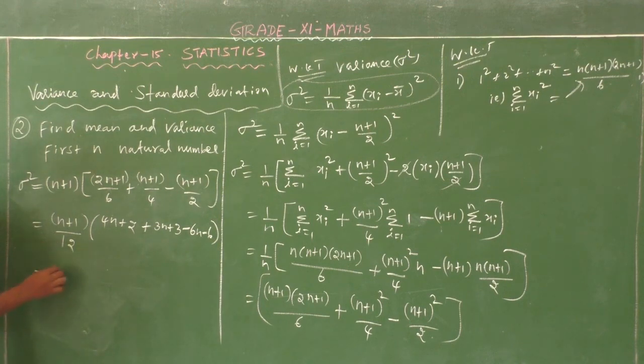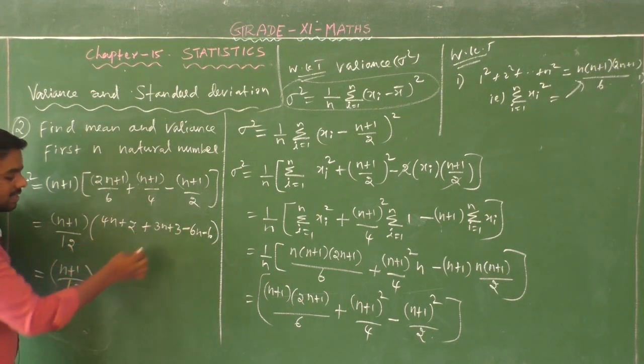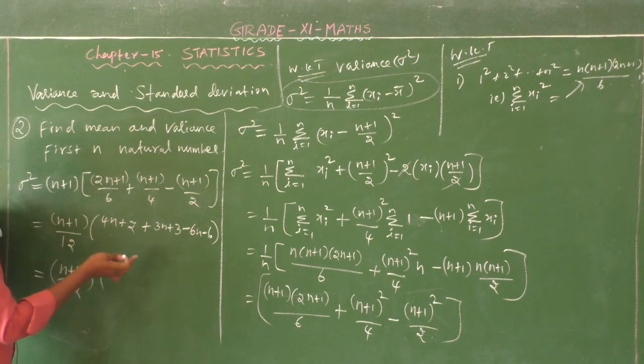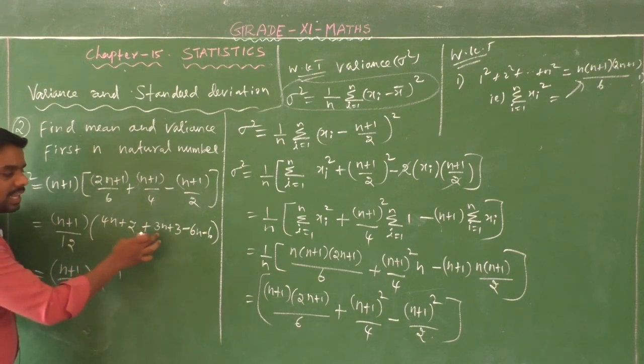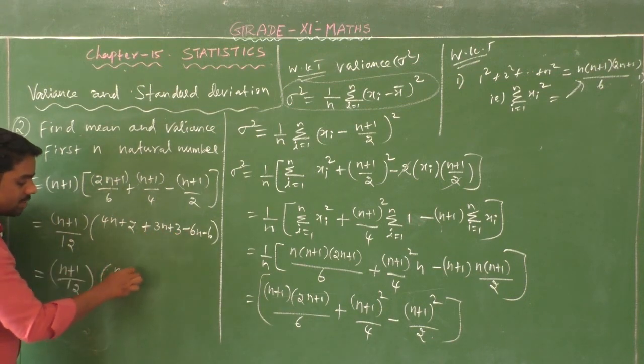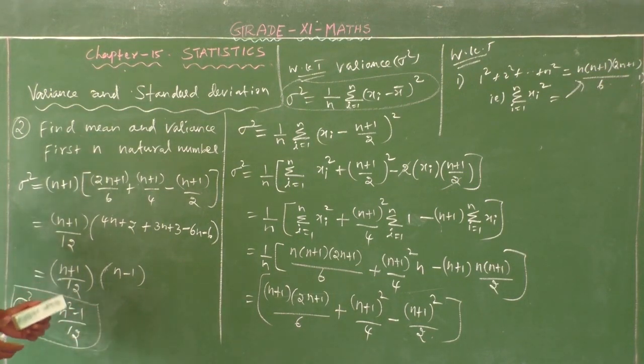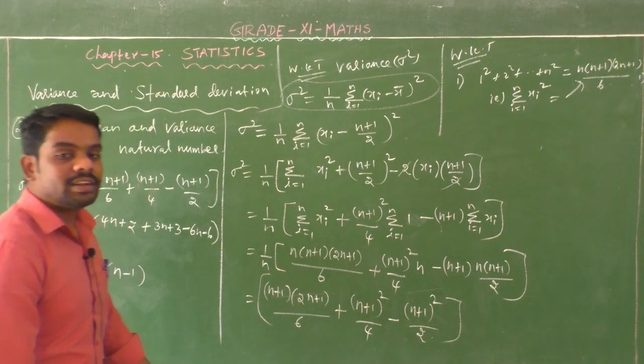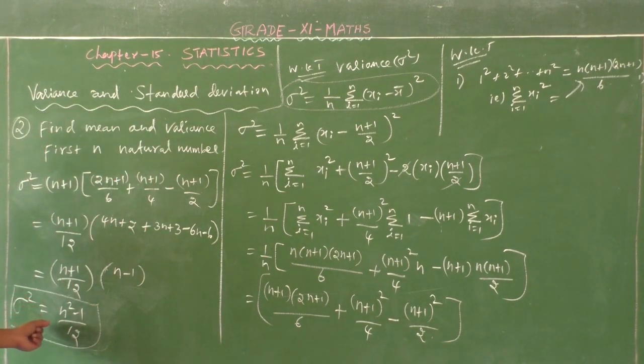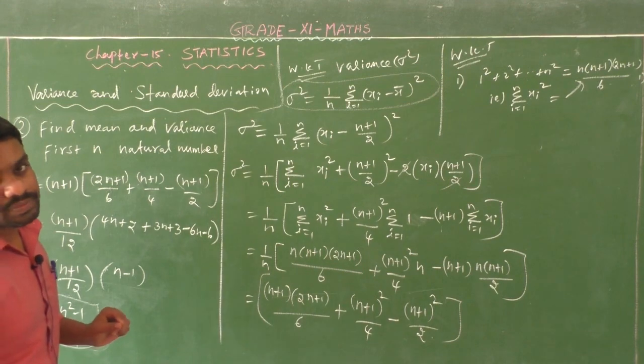n plus 1 by 12 into 4n plus 3n minus 6n, 7n minus 6n is n. 2 plus 3 is 5, minus 6 is minus 1. So n plus 1 into n minus 1 is n squared minus 1, whole divided by 12. So this is the variance of the first n natural numbers. Therefore, the variance of the first n natural numbers is n squared minus 1 by 12.